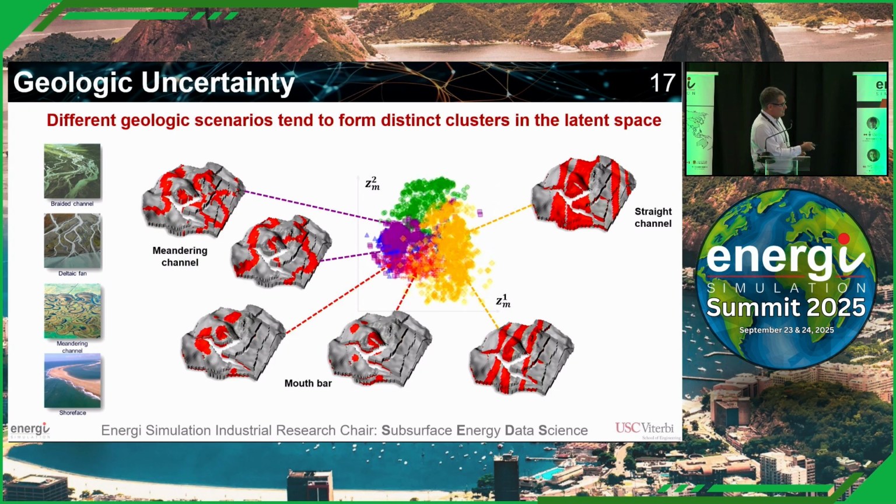And one of the interesting aspects that we have observed is that in the latent space, you get to see some clustering of these geological scenarios, where depending on what kind of pattern you have in the geological scenario, they tend to cluster in one area. And that can be leveraged in terms of reducing uncertainty based on additional information that you might have. So we have actually taken advantage of these properties in some of our past publications.